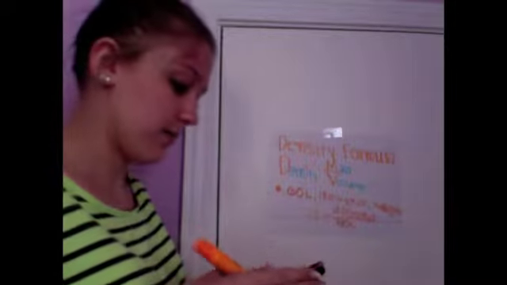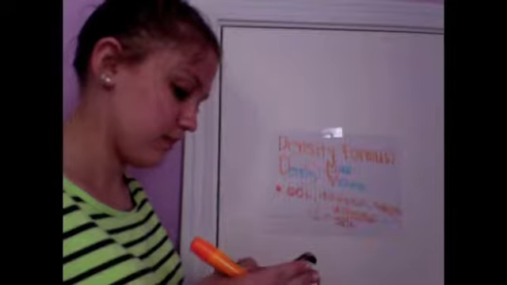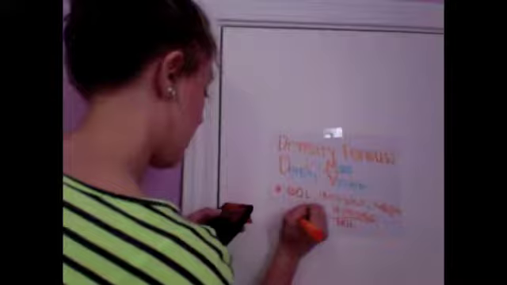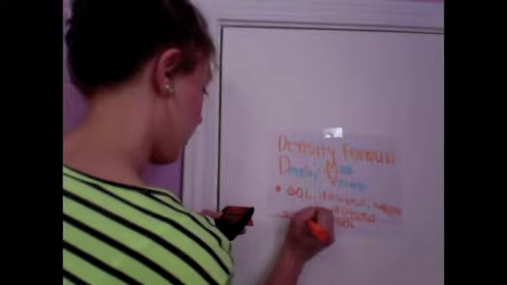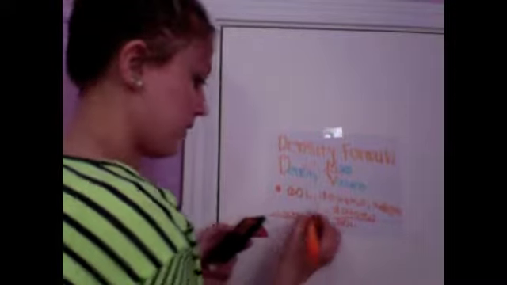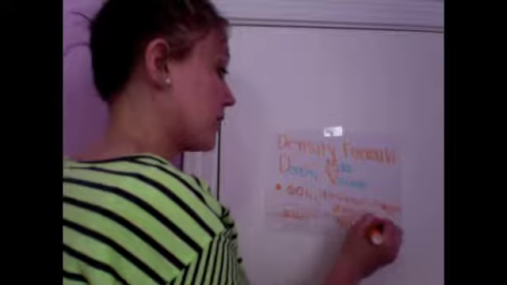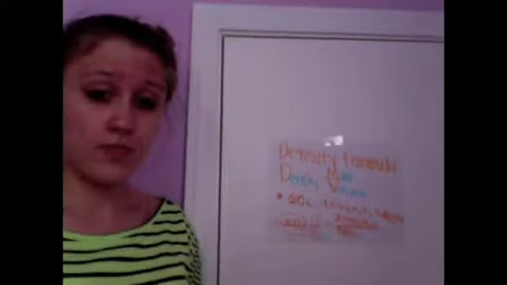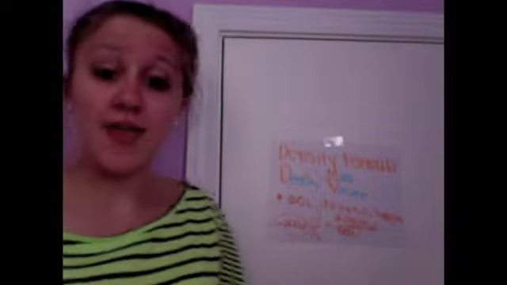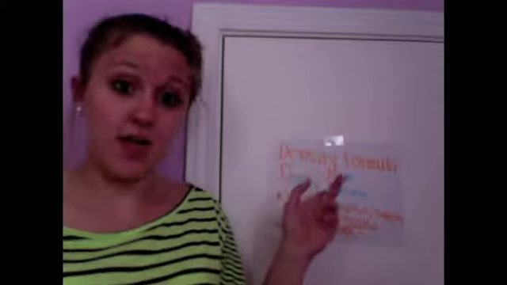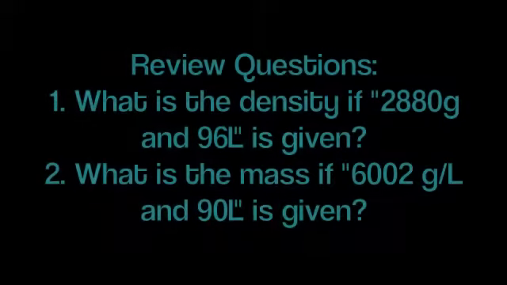That would be 0.3003. And make sure you don't forget your unit. So your unit would be grams over liters. So your final answer will be 0.3003 grams over liters. And that is how you find density and what the density formula is.